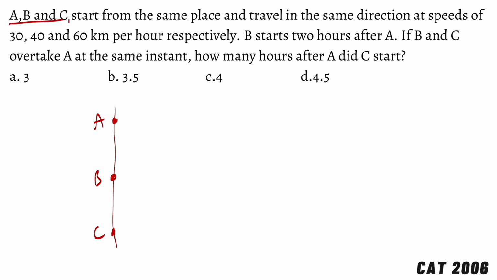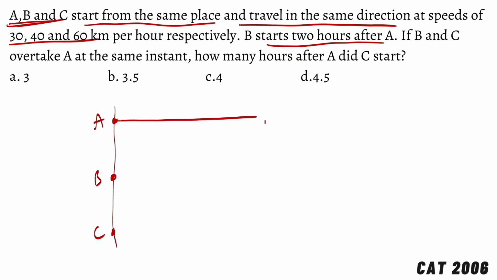See, all three A, B, and C start from the same place and travel in the same direction. So A, B, and C are starting at the same place, and their speeds are 30, 40, and 60 km per hour respectively. So A started now. B starts 2 hours after A. So A started and traveled for 2 hours.